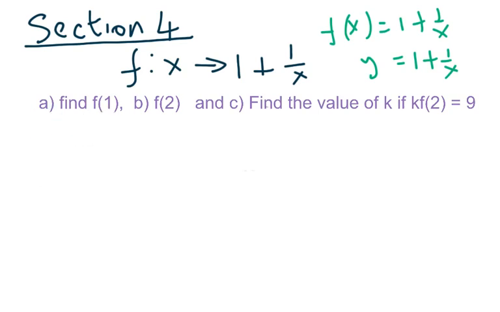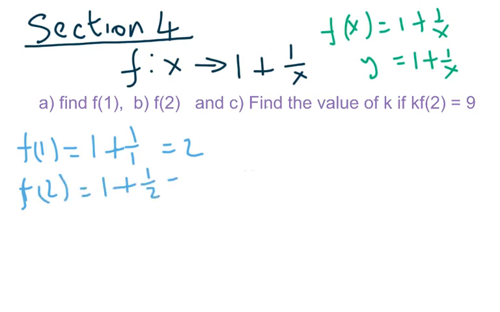So, question A, find f of 1. All right, well, f of 1 is equal to 1 plus 1 over 1. And, well, 1 over 1 is equal to 1, so that's equal to 2. f of 2, that's equal to 1 plus 1 over 2, which is equal to 1.5.